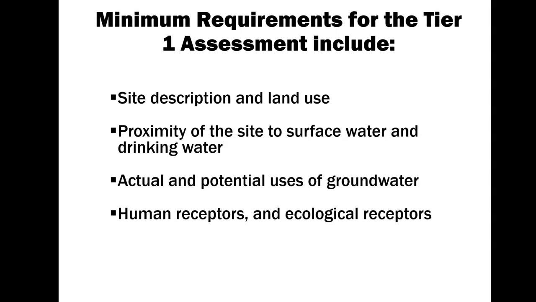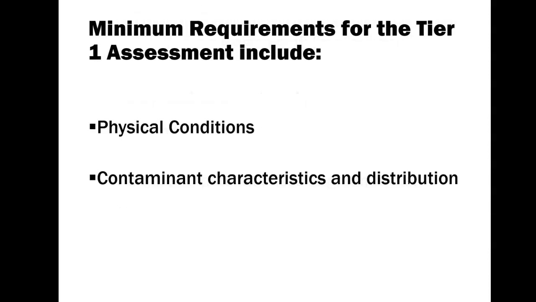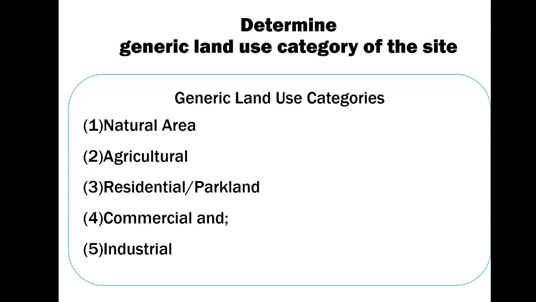Your proximity of the site to surface water and drinking water, actual and potential uses of groundwater, and then who are your human receptors and ecological receptors. We'll also look at physical conditions, like our soil particle size, properties of superficial materials, depth to groundwater, presence and types of buildings and other structures. And then we want to look at the contaminant characteristics and their distributions, both horizontally and vertically.